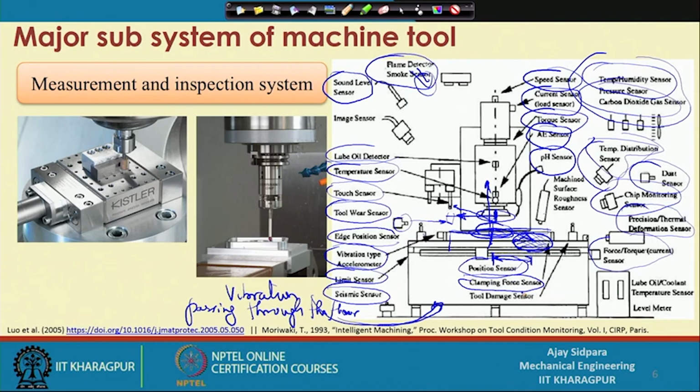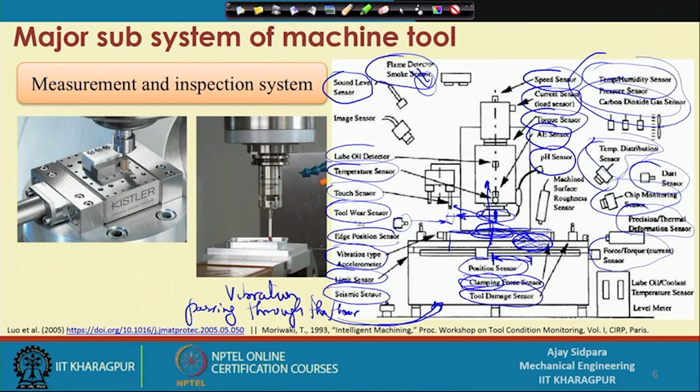Clamping force is important, because when you are holding a workpiece here and machining it, machining will create vibration. So, if your clamping is not perfect or very firm, it will become a little bit loose. After some cycles of operation, this particular sensor will tell you that there is now a loosening in the clamping or the fixturing of the workpiece. Tool damage sensor is available, and you can get continuous monitoring.